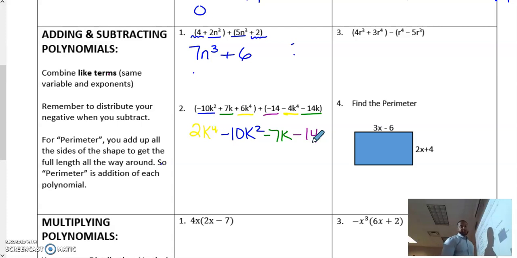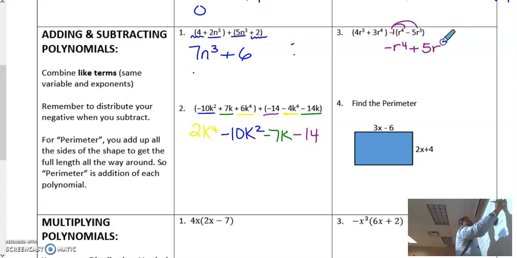Now let's look at number three. Okay, we're subtracting, but there is a rule. Before you subtract, you have to change all of the signs after the subtraction symbol. Some people like to think of it as multiplying by negative 1. So this becomes negative r to the fourth and positive 5r to the third. All we did was change all of the signs, or take the opposite of their signs. So that's gone. We don't need that anymore.